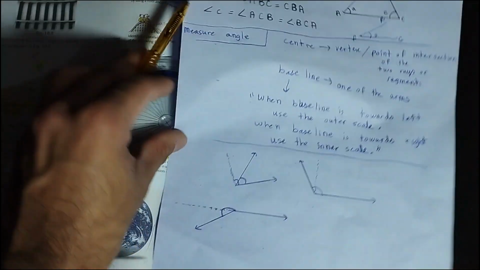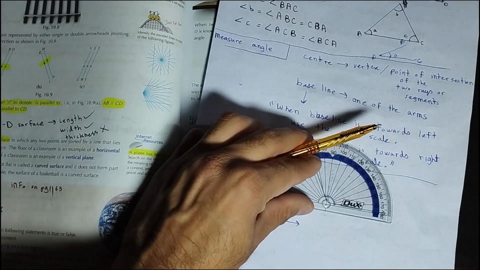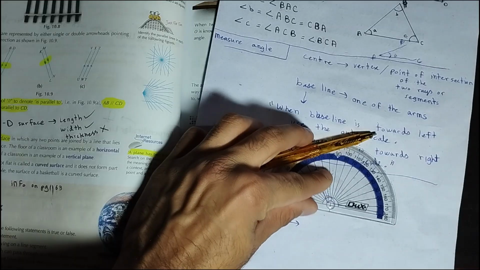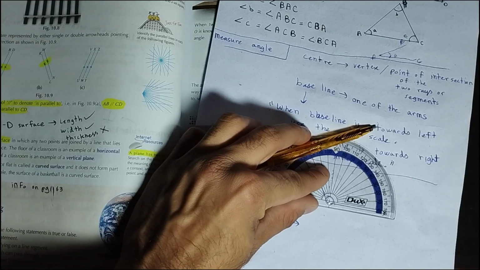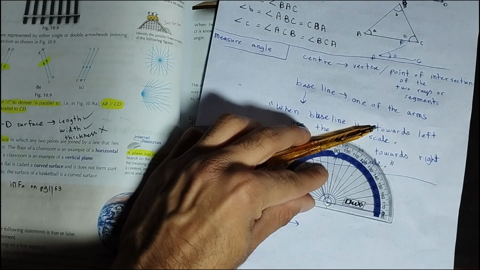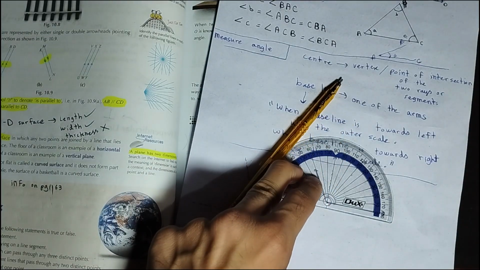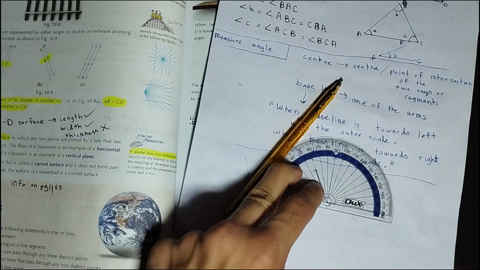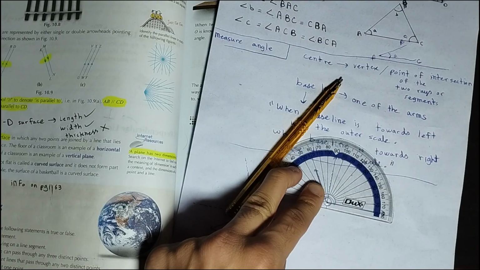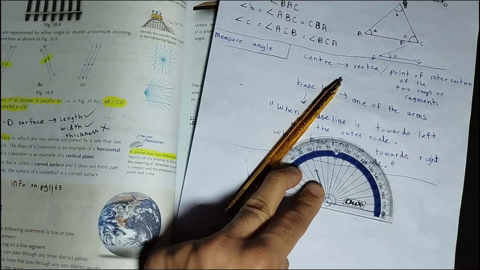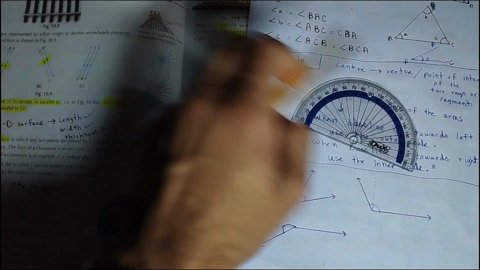Okay, if I want to measure this angle, what am I going to do? Place the center on the vertex. Okay, the baseline on the arm, and then I'm going to measure it using the other one that we have. For example, this is about how much? It's about 120 degrees. This angle is.